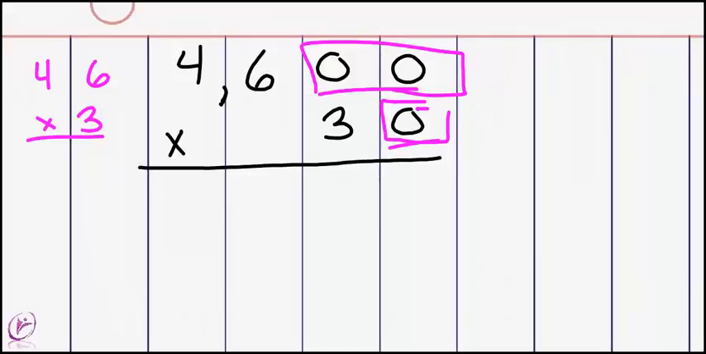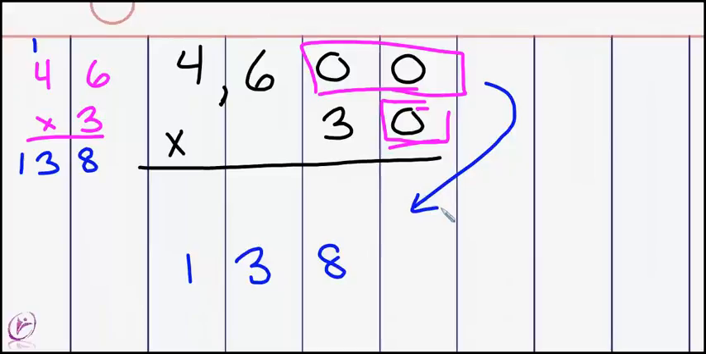So we're going to go ahead and multiply this problem like normal. 3 times 6 is 18. 3 times 4 is 12, and 12 plus 1 is 13. Now, obviously the answer to this problem above is not 138. So those zeros we cut out earlier, we just need to take them and insert them back into the problem. Now we cut out 1, 2, 3 zeros. So we need to add back in 1, 2, 3 zeros. So 4,600 times 30 is 138,000. Let's look at another problem.